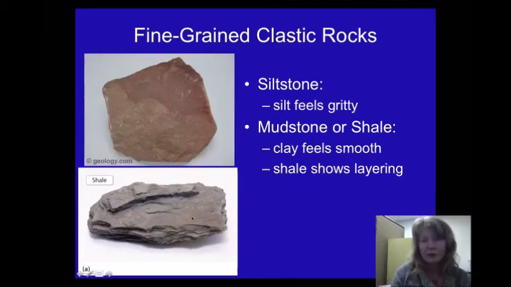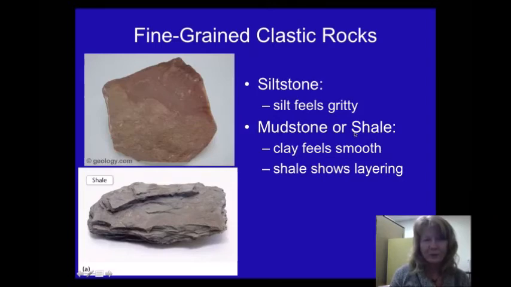Another trick that geologists use to differentiate between a siltstone or a mudstone is taking a little bite of the rock and grinding that between your teeth, and if you feel the grit, siltstone; if you don't feel grit, mudstone. So I'm not saying you have to bite your rocks, but just so you know, we use all of our senses when we're trying to identify rocks.